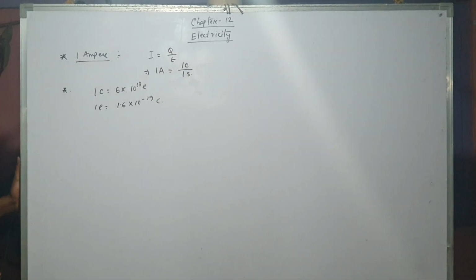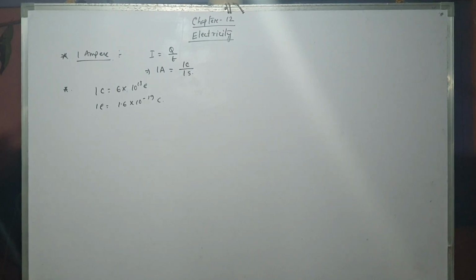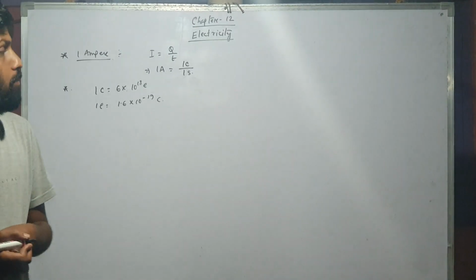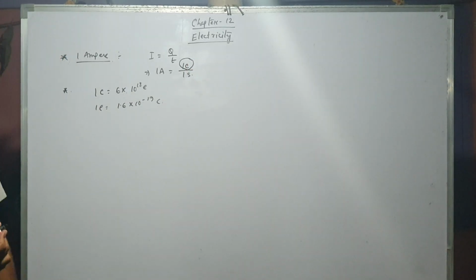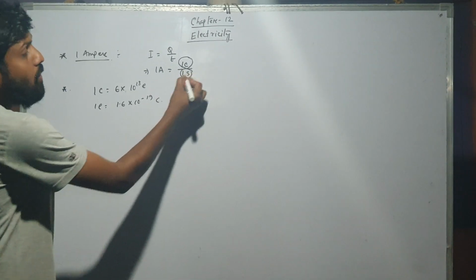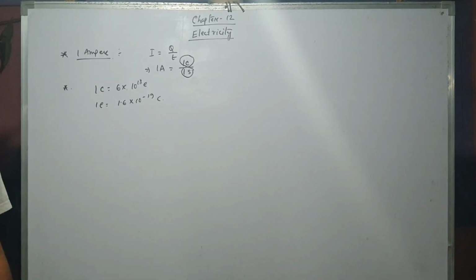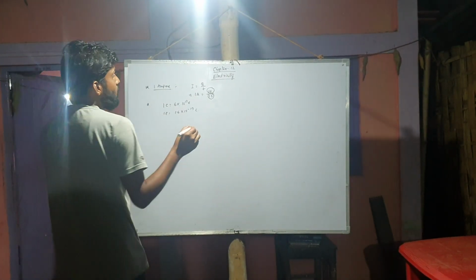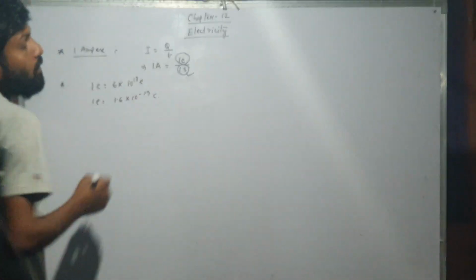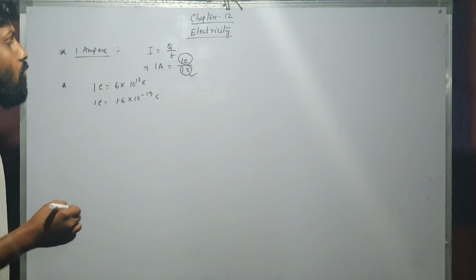1 second. That means the current in a conductor is said to be 1 ampere if how many coulombs of charge should flow? 1 coulomb of charge should flow in how many seconds? In 1 second. That means in a conductor, if 1 coulomb of charge is flowing through it in 1 second, then the current is said to be 1 ampere.